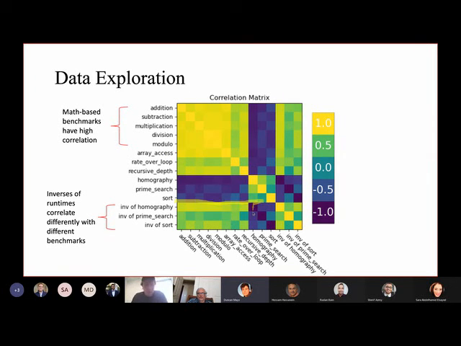Secondly, if we look at this block on the correlation matrix, we can see that the inverses of the runtimes of the sample programs correlate at different levels with the different benchmarks. For instance, the inverse of the prime search program has no relation with the recursive depth benchmark because of this square here. Thirdly, if we look at this yellow block in the middle of that blue cross, we can see that the runtimes of some of the sample programs don't correlate very strongly. For instance, the runtimes of the sort program and the runtimes of the prime search program don't correlate at all, which is pretty interesting.